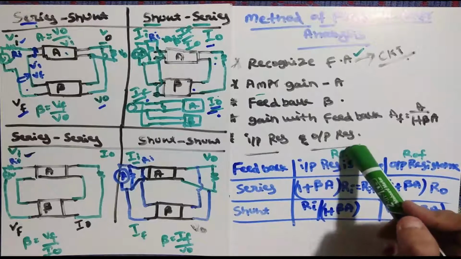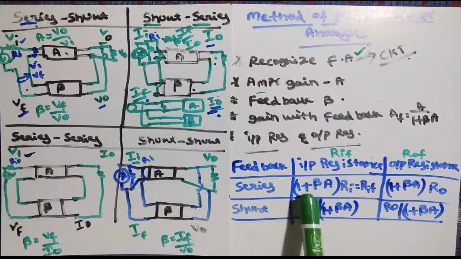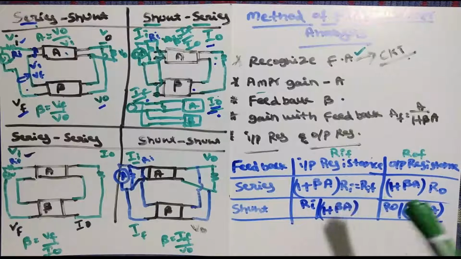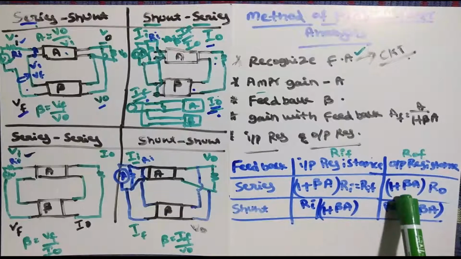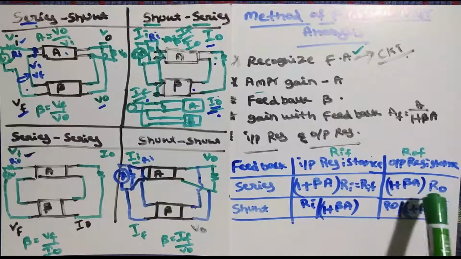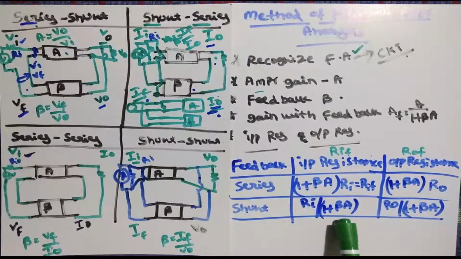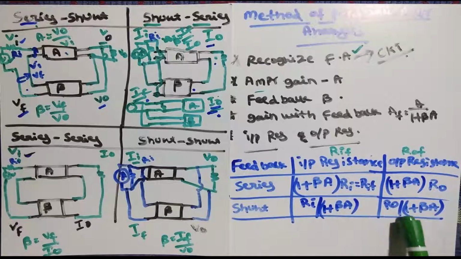In RIF, there are two types of input resistance, series and shunt. For series, we got (1 plus beta A) into Ri, and for series output we got (1 plus beta A) into R0. This is taken from the previous derivation output. In a similar way, shunt means it is Ri divided by (1 plus beta A). For shunt output, instead of Ri, it is R0 divided by (1 plus beta A).